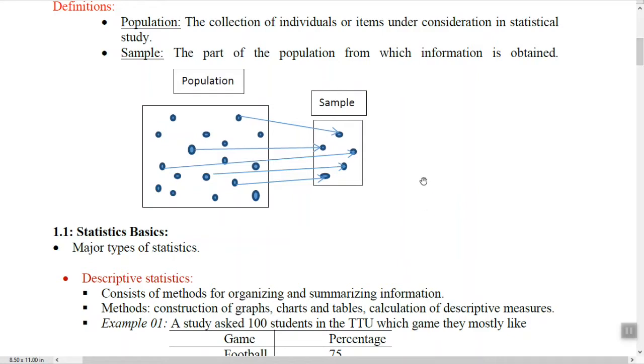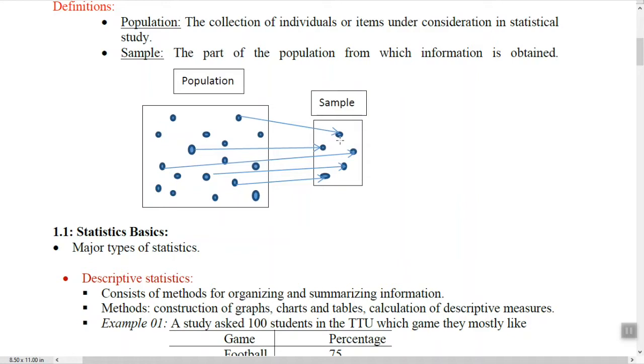In this picture, I think you can easily understand what a population and a sample are. The population consists of almost all, which means all the elements in our considered study area. We are taking some of them as our sample.